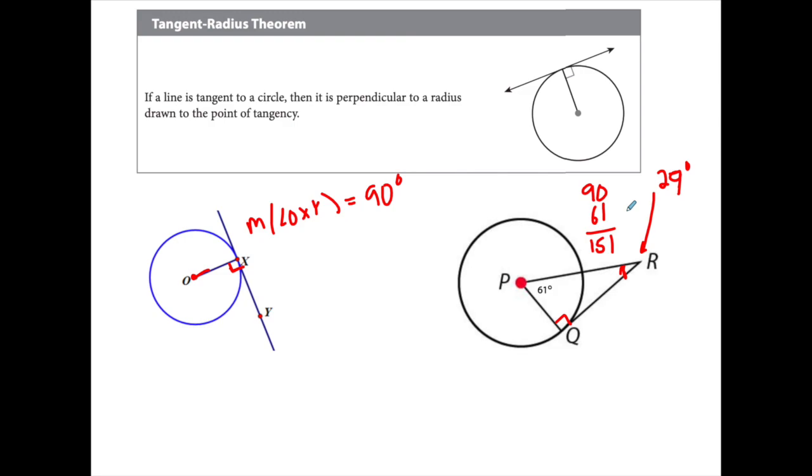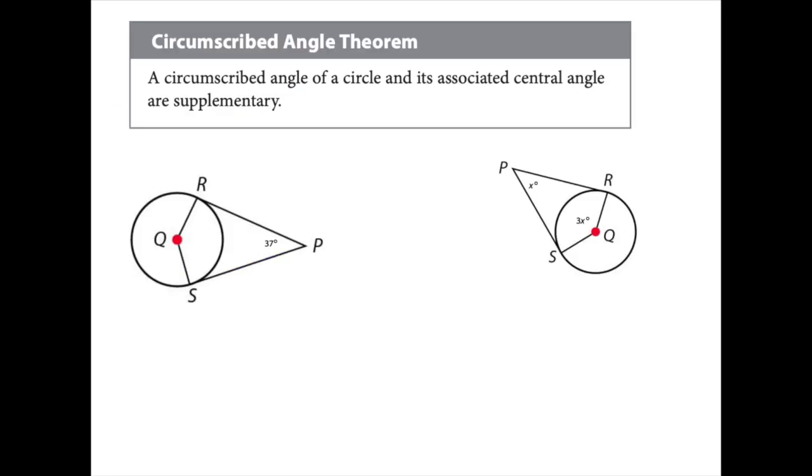Whenever a tangent line touches the circle, it's perpendicular to that radius that connects the center to that point, which is called the point of tangency. Okay, you see that used right there. So that's something we need to know.